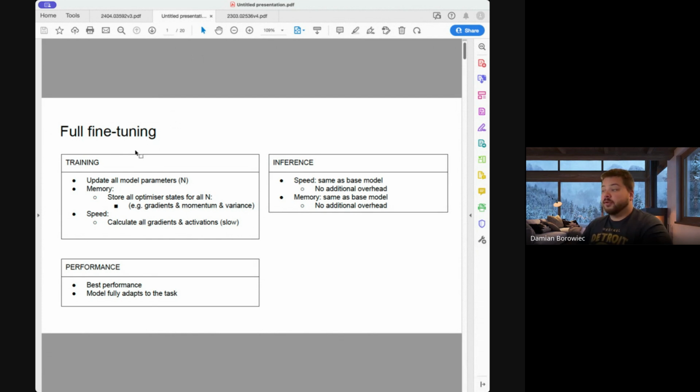In terms of performance, that's where we can achieve the best performance because we can update all of the weights of the model and fully adapt to the task. And at inference time, it's not really affected by this. It behaves the same way as the base model because we modify the weights, and memory is exactly the same as the base model.